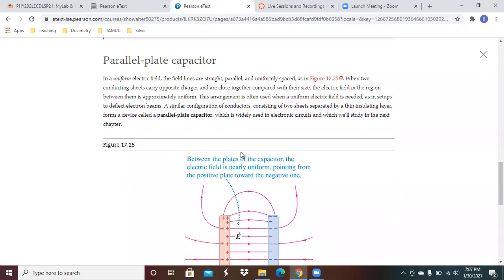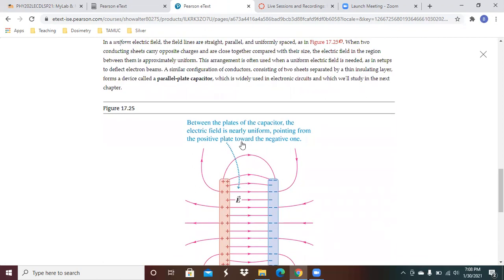When two conducting sheets carry opposite charges and are close together compared with their size, then the electric field in the region between them is approximately uniform. And this arrangement is often used when a uniform electric field is needed. If you're going to deflect electron beams, I know that parallel plate chambers are also used in radiation therapy. It's something that the physicists need to use from time to time, and generally it comes around when you have to deal with electrons.